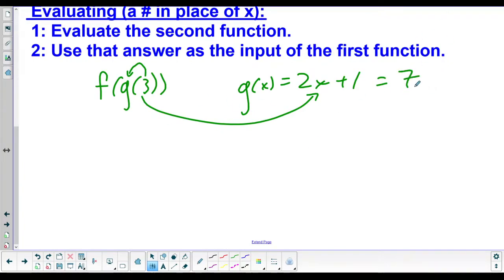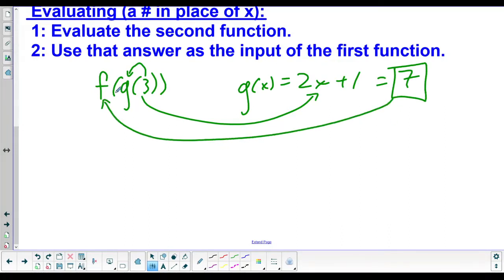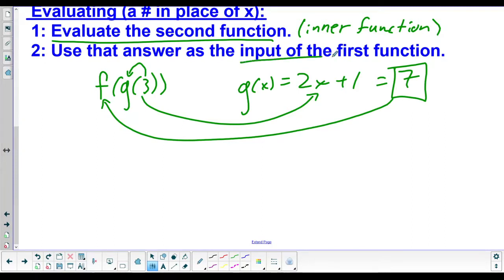Then we'll take whatever this answer is here and plug it into the outside function. So you're going to evaluate the second function, or the inner function, first. We're going to plug the number into the inner function. Then we're going to use that answer as the input for the first function, or the outer function.